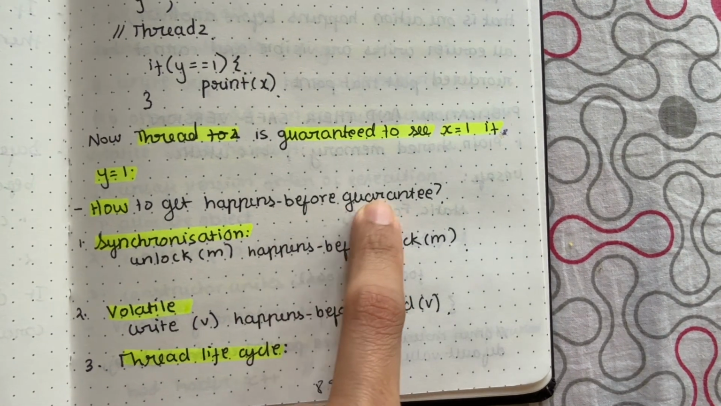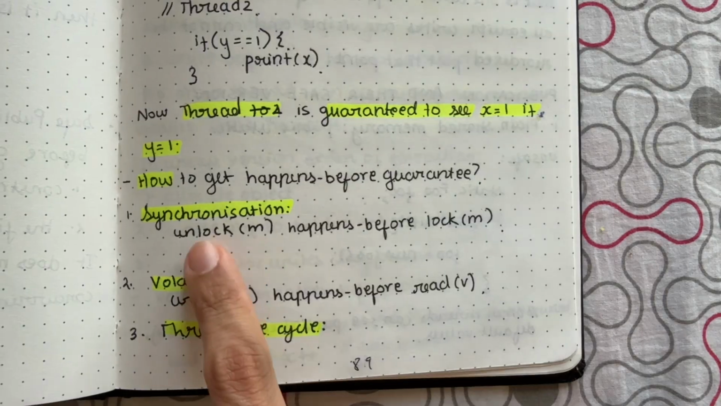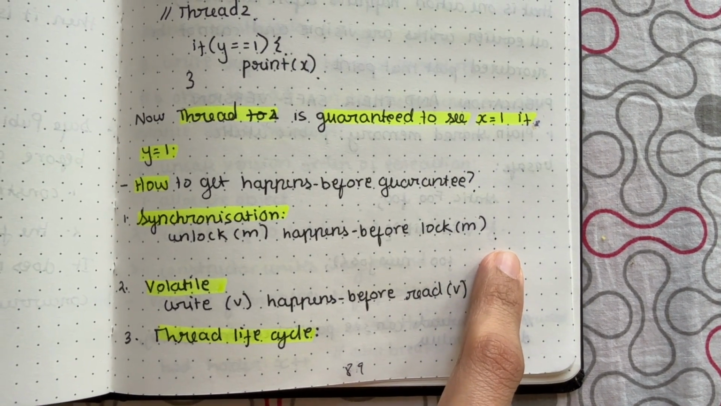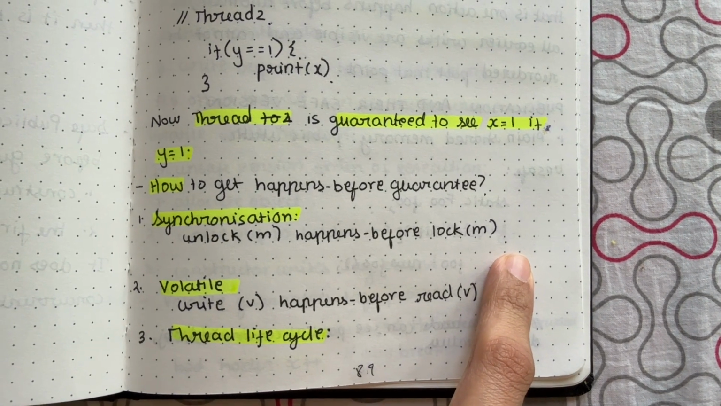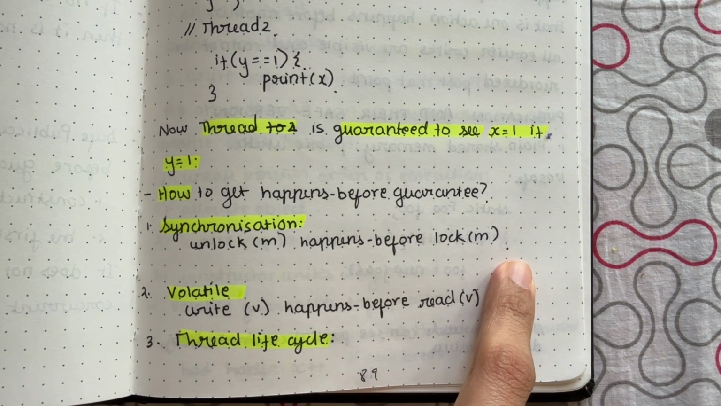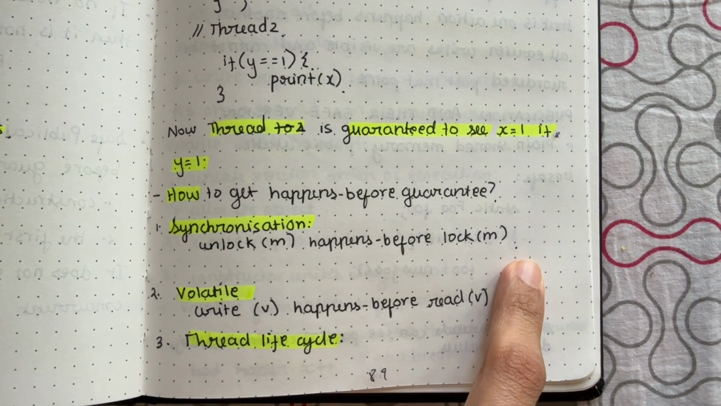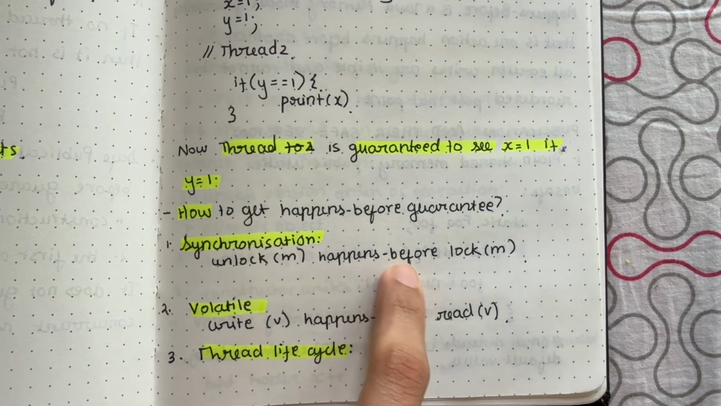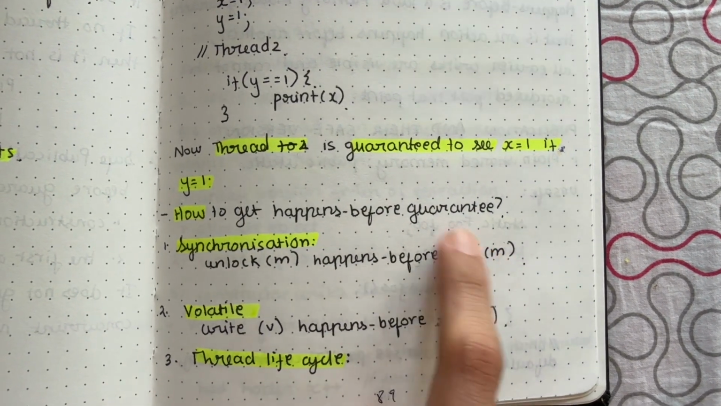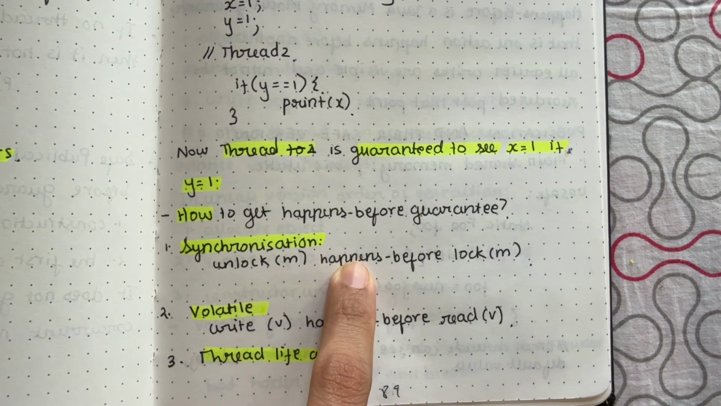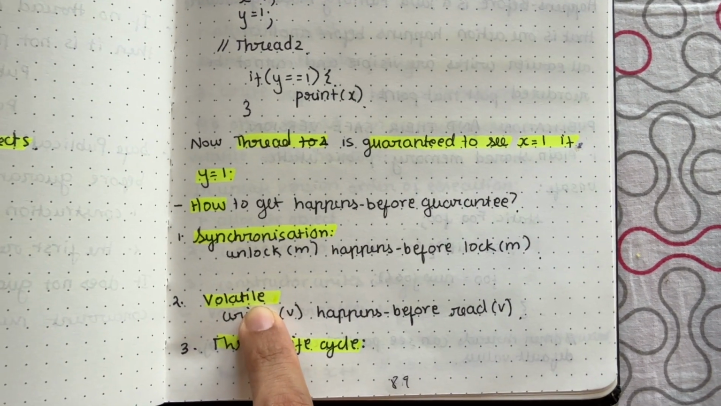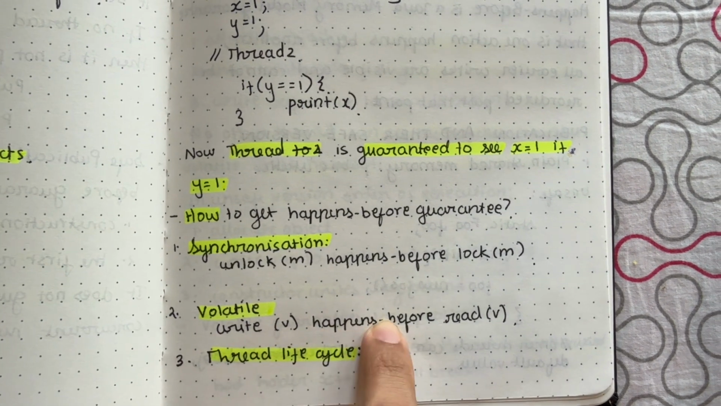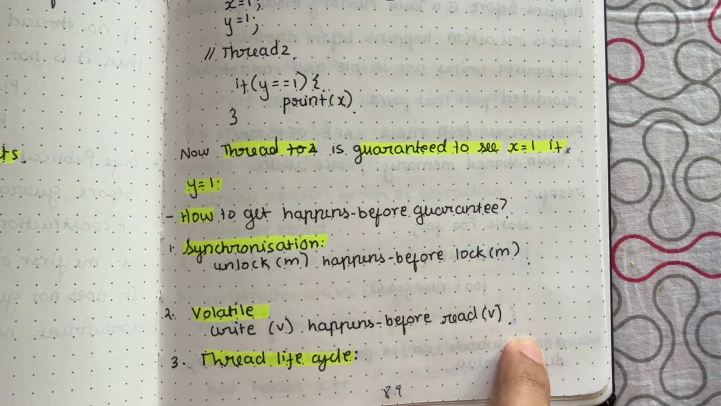So how to get a happens-before guarantee? First is synchronization. Unlock of M happens before lock of M. This means that all the writes that are executed by a thread before leaving a synchronized block need to be visible to another thread that enters the synchronized block after it. So the currently executing thread must release the lock before my thread can acquire the same lock. So that's what happens-before in synchronization means. Second is volatile. All the writes that are done before writing a volatile variable should be visible after reading that volatile variable.